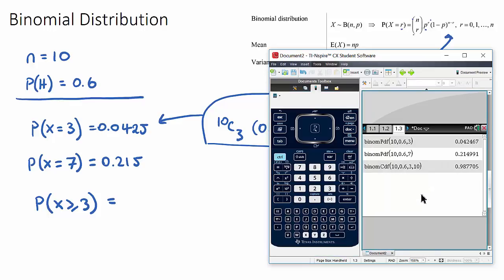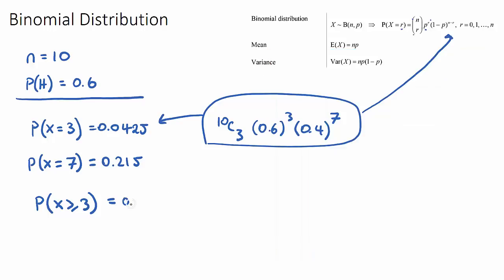And this is very likely. So we'll get a probability of 0.988. So that's when we use Binomial Pdf and Cdf. Pdf finds a particular number of heads we want to get, and Cdf is a group of numbers that we want to get.